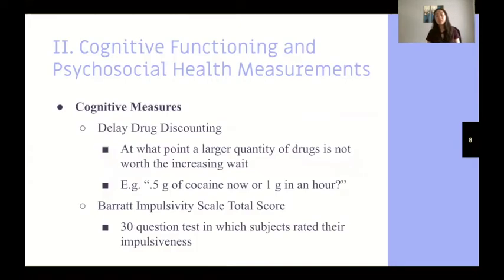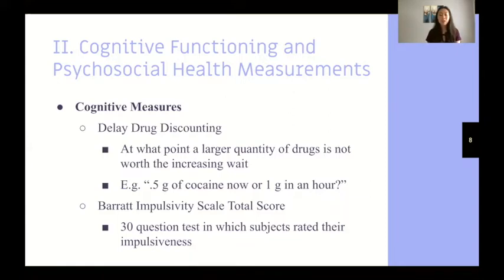All of those values then are correlated against our cognitive and psychosocial health measures. So some cognitive measures that I used are the delayed drug discounting, which measures at what point a larger quantity of drugs is not worth the increasing wait for them, such as: do you want half a gram of cocaine now or 1 gram an hour from now?